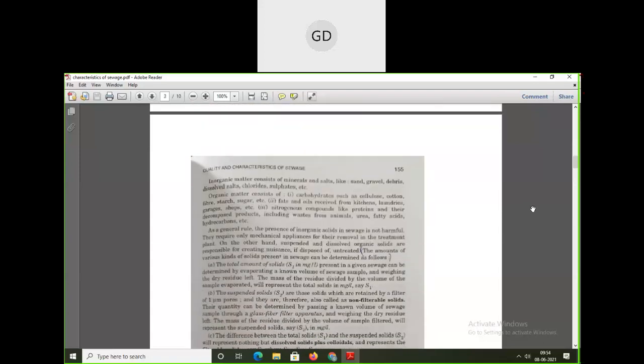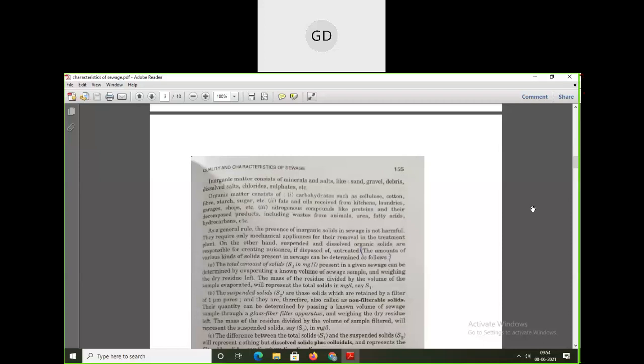Then what are dissolved solids? From the name you can get an idea: these solids dissolve in the sewage. Just like if you add salt in water, it will completely dissolve, isn't it? That is dissolved solids. Such solids, which completely dissolve in the sewage, are known as dissolved solids.